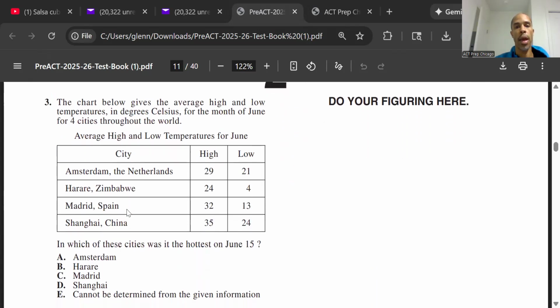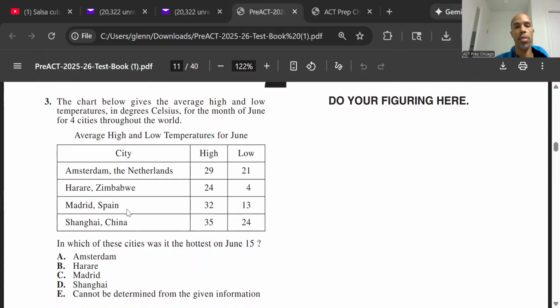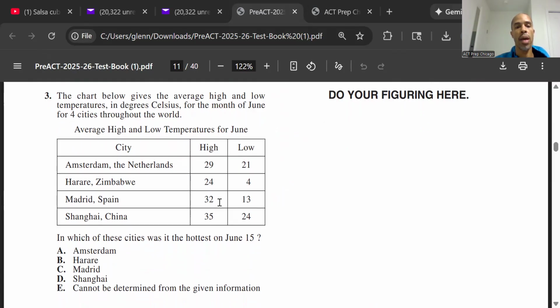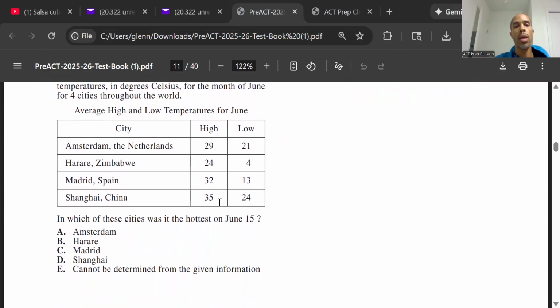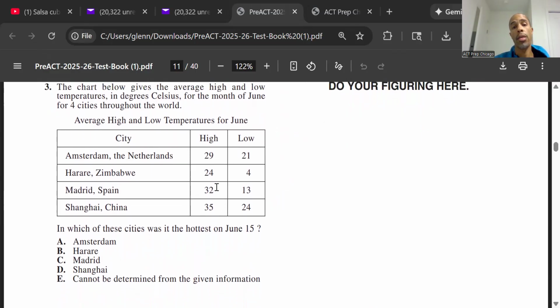The chart below gives the average high and low temperatures in degrees Celsius for the month of June for 4 cities throughout the world. Which of these cities was the hottest on June the 15th? There's not enough information to tell us that because it's just average high temperature and average low. We can't use that information to get what the temperatures were each day. So we cannot determine that from the information given.